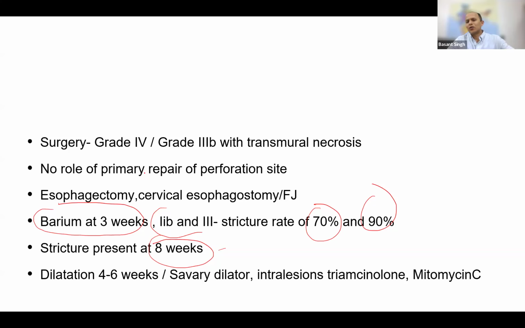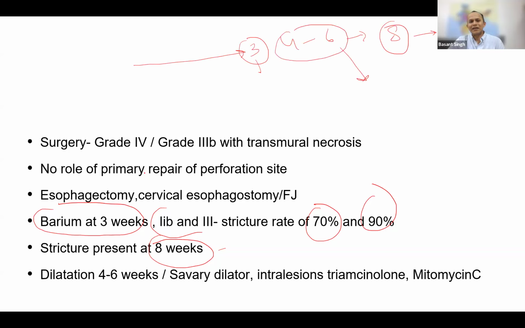So why do you want to do dilatation? That is what we said. Once you have a corrosive injury, your barium is at 3 weeks, and then you start dilating at 4 to 6 weeks because the stricture forms at 8 weeks. You don't want to dilate after the stricture forms. You want to dilate before the stricture forms. So this is the timeline. Remember, 3, 4, 6, 8. If you don't do anything, at 8 weeks the stricture will completely form. That is why we do a barium to look for narrowing and start dilating at 4 to 6 weeks.